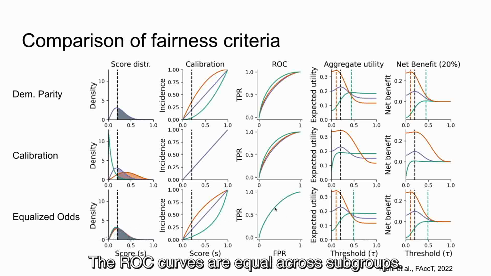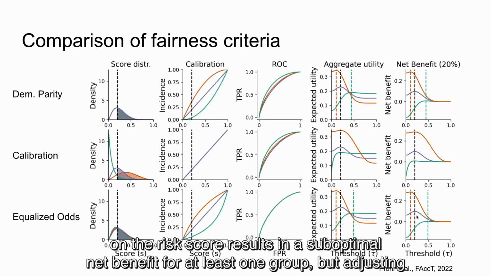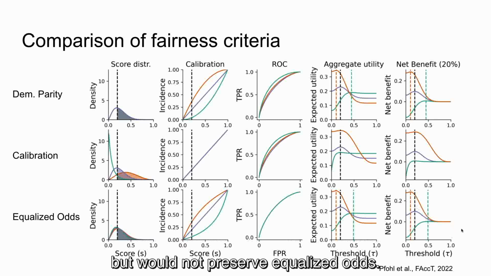The ROC curves are equal across subgroups. And for the utility and net benefit curves, note that operating at any fixed threshold on the risk score results in a suboptimal net benefit for at least one group, but adjusting the thresholds to account for this miscalibration would increase net benefit, but would not preserve equalized odds.